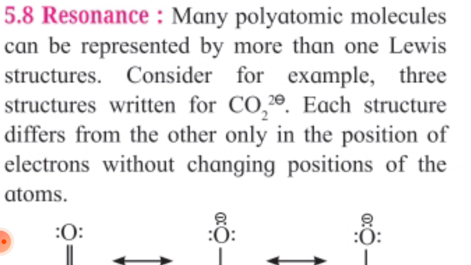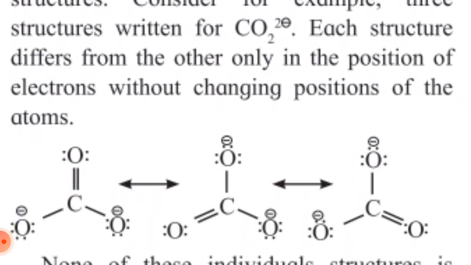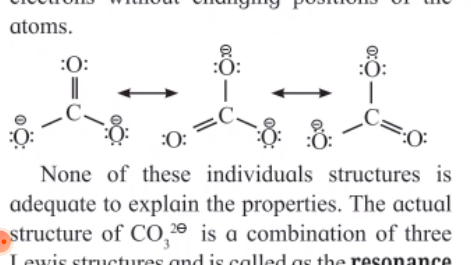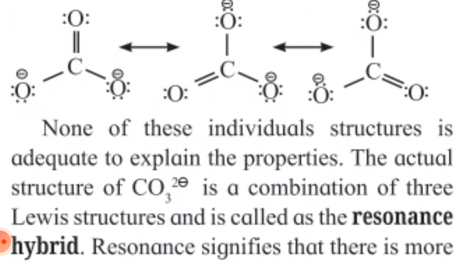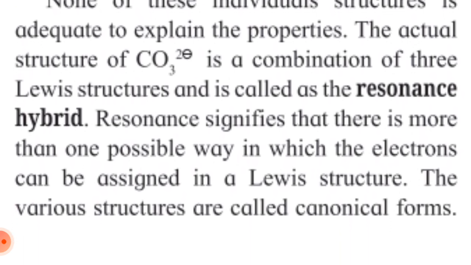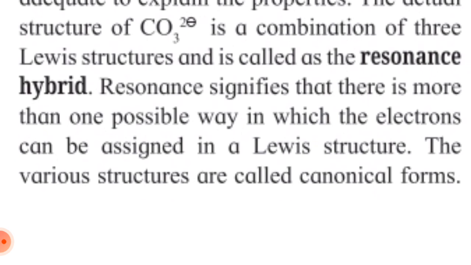5.8 Resonance. Many polyatomic molecules can be represented by more than one Lewis structure. Consider for example three structures written for CO3 2-. Each structure differs from the other only in the position of electrons without changing position of the atoms. None of the individual structures is adequate to explain the properties. The actual structure of CO3 2- is a combination of three Lewis structures and is called a resonance hybrid.